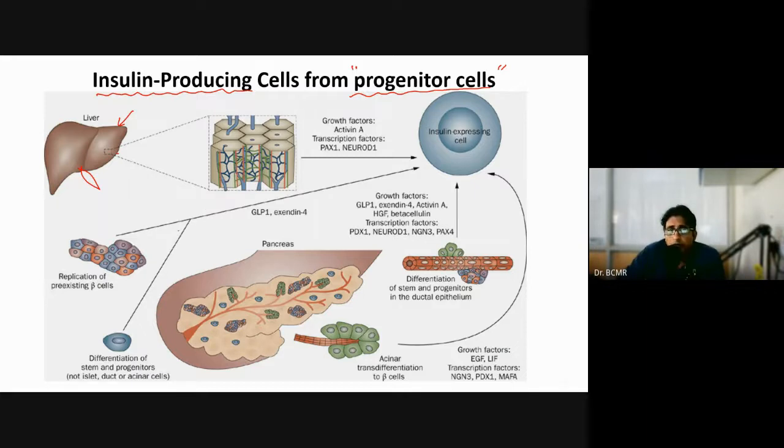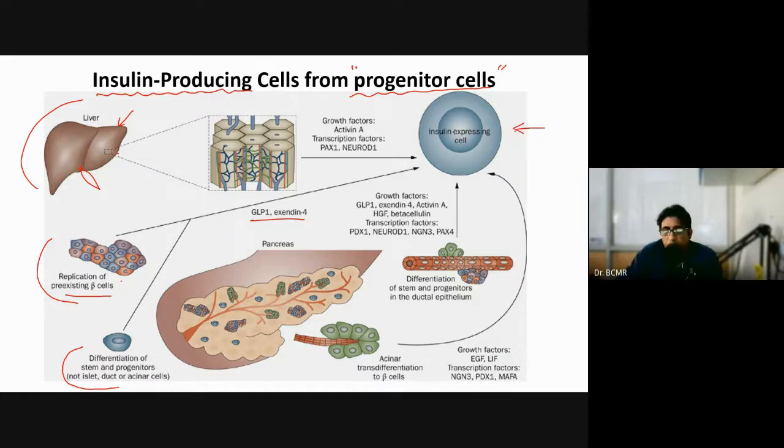So we can probably take those, say you can try the liver. If there are any pre-existing beta cells, we can probably take them and try to multiply them. That is another way of doing things. We can also take the other stem cells that are present in the pancreas and try to differentiate using some of these factors and hopefully generate insulin expressing cells.